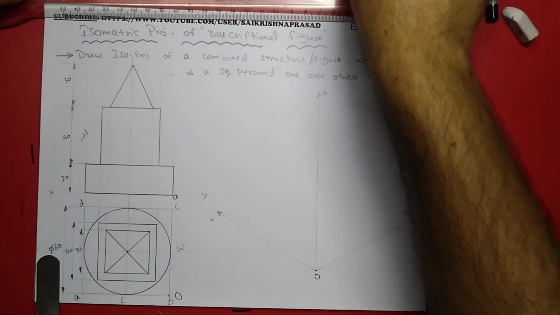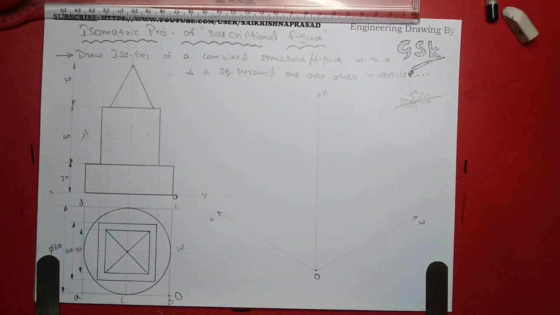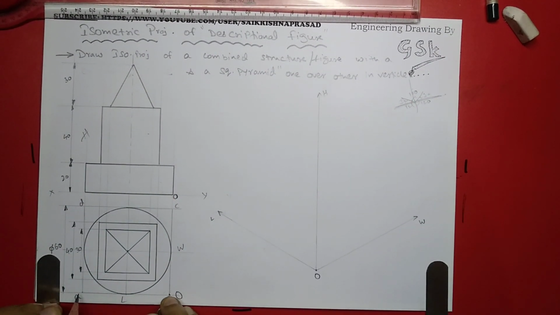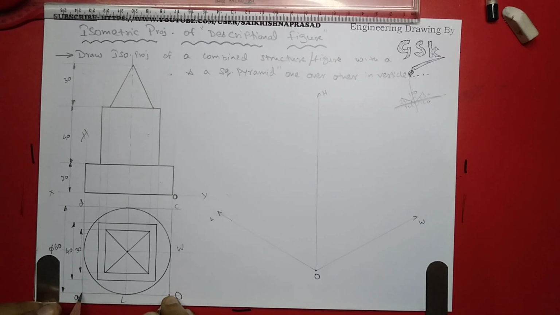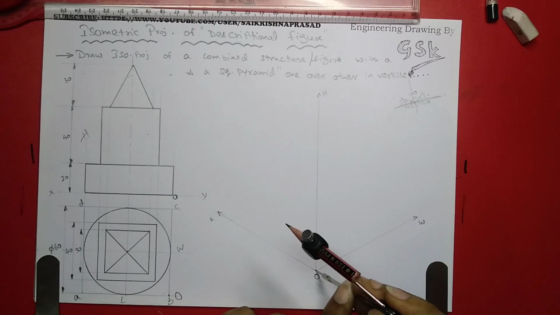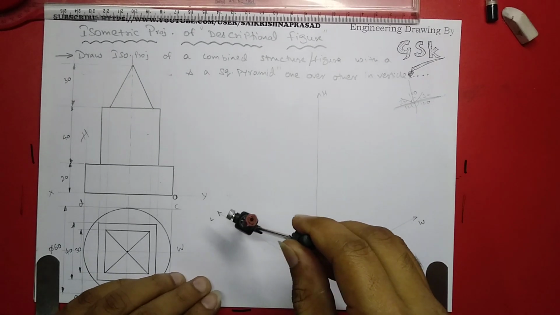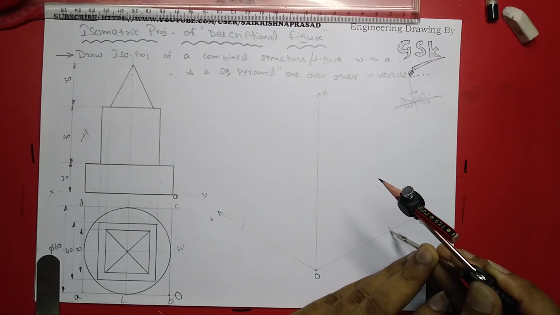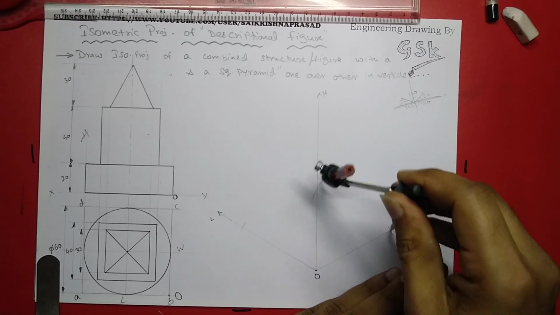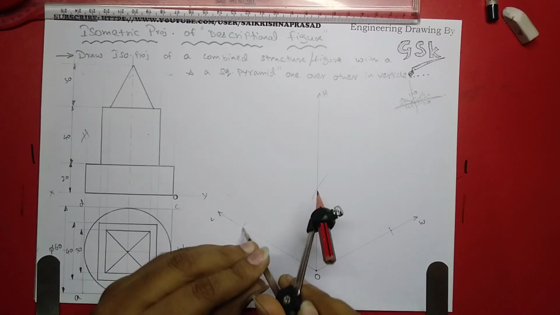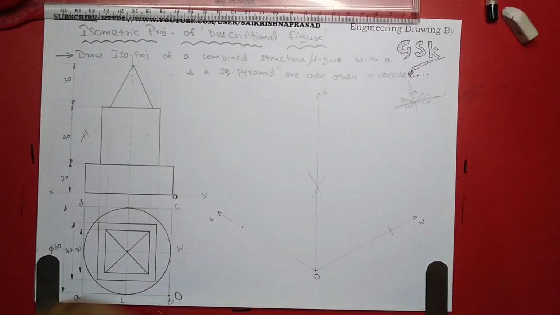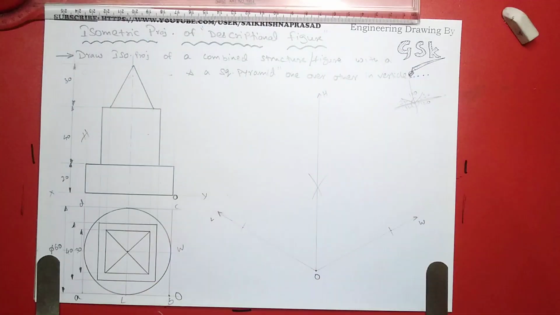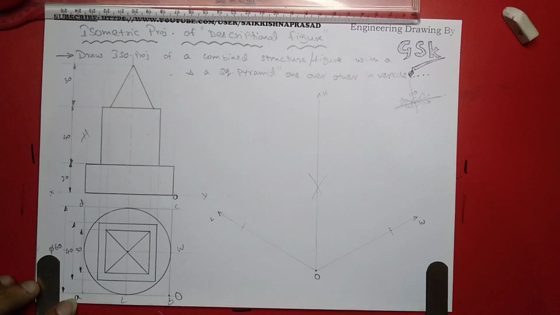So simply I can take a compass. I'll be measuring this dimension 60, from here 60, from here 60, from here 60 and from here 60, right? So already we have some points over there.